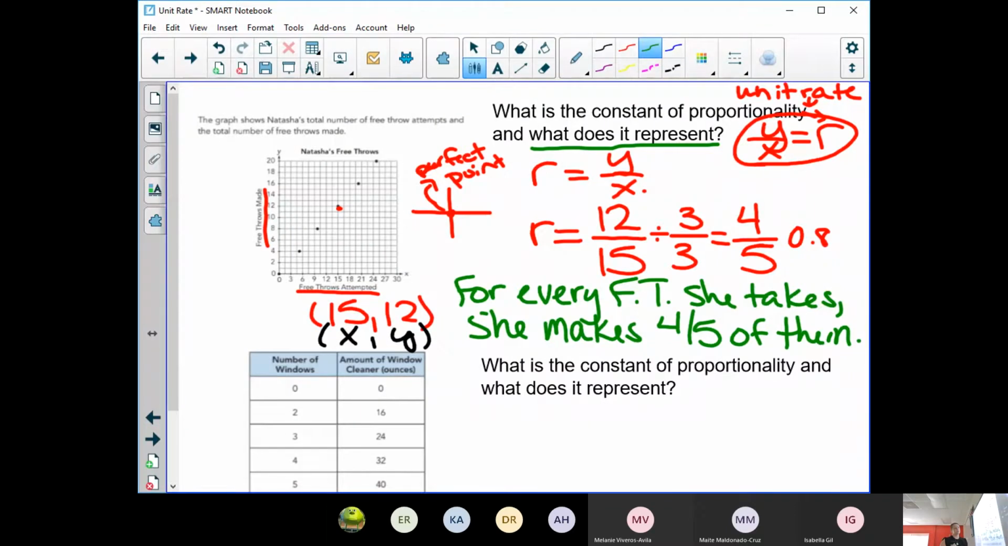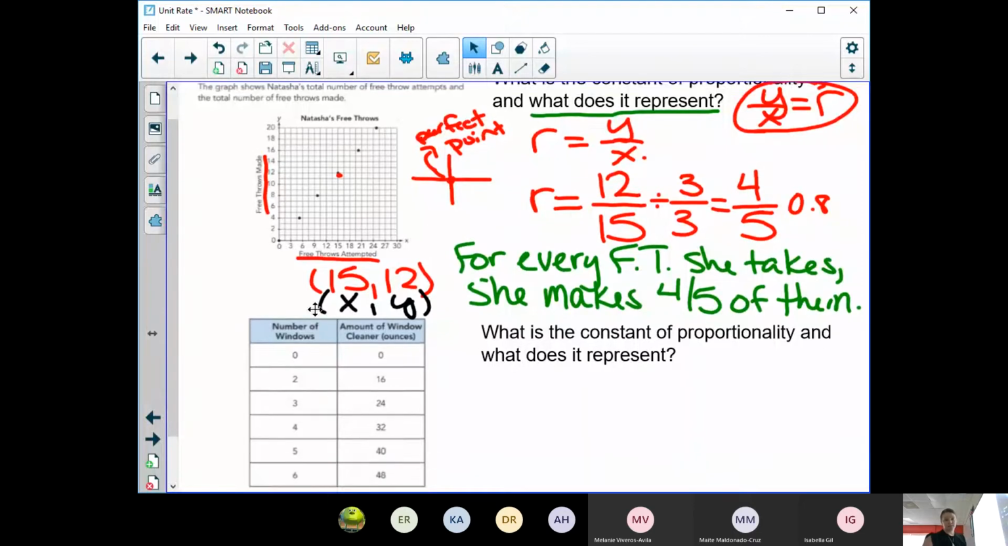So if she does 2 free throws, we would take 4/5 times 2 to figure out how many she would make, which would be 8/5. So just over 1. Does that make sense? Any questions about that? I don't see any questions popping up. So I'm going to assume everybody is okay to move on to the table.